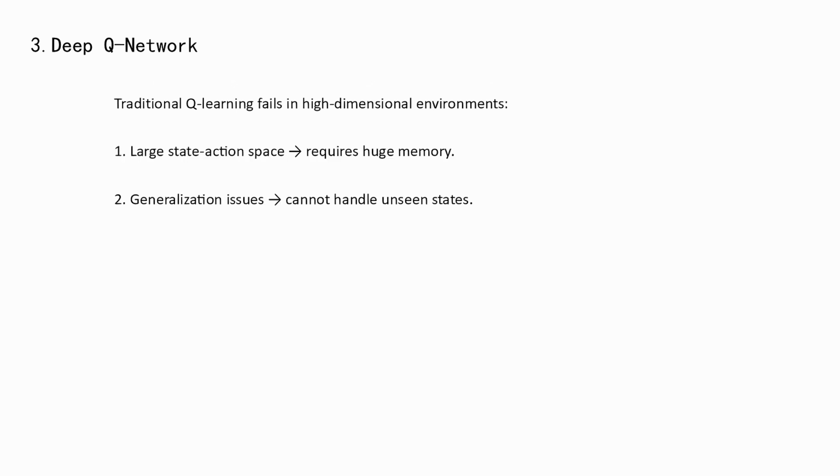Deep Q network. Traditional Q-learning fails in high-dimensional environments since: 1. Large state action space requires huge memory. 2. Generalization issues: it cannot handle unseen states. Solution: use a neural network to approximate Q(s, a), leading to deep Q networks.